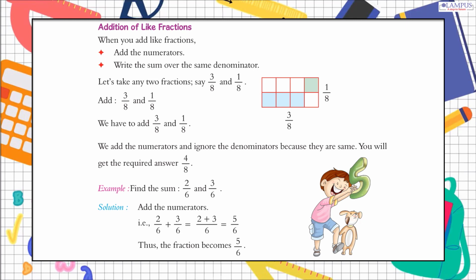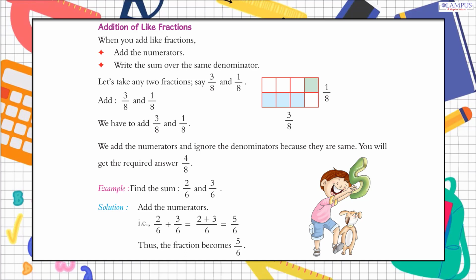Addition of like fractions. When you add like fractions, add the numerators. Write the sum over the same denominator. Let's take any two fractions, say 3 by 8 and 1 by 8. Add 3 by 8 and 1 by 8. We add the numerators and ignore the denominators because they are same. You will get the required answer 4 by 8.